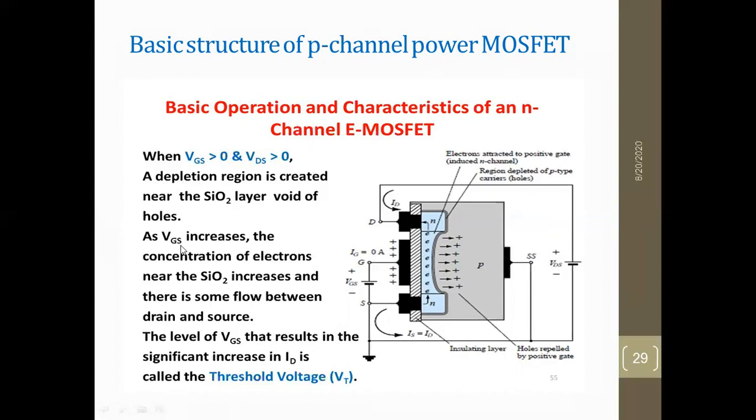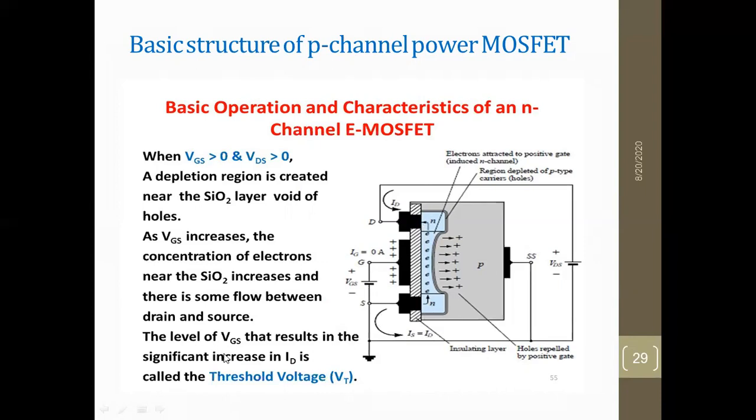As gate to source voltage increases, the concentration of the electrons near the silicon dioxide oxide layer increases, and there is some flow between drain to source. This is nothing but the drain to source. This is the ID current that is moving towards like this. Source current is equal to drain current, IS equal to ID, has been denoted here. The current is moving like this, and the electrons are moving like this.